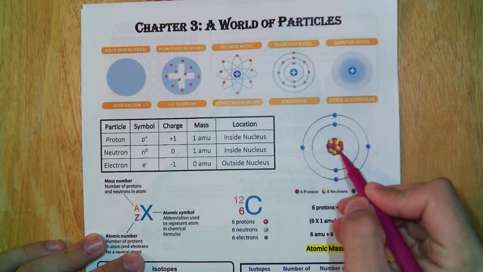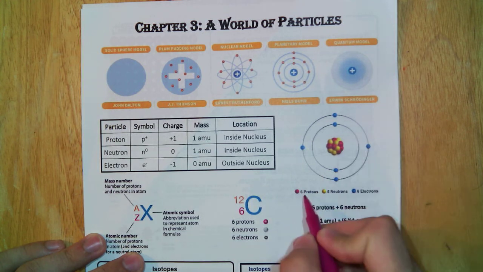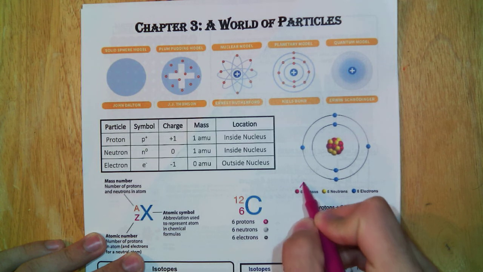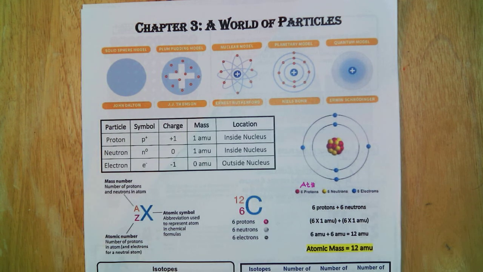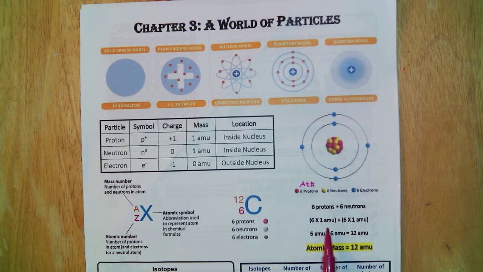If I count the number of protons and neutrons here, there's 6 protons. That's identifying the atomic number, which I could look on the periodic table, and that tells me that it's carbon. 6 neutrons tells me that the atomic mass is 12 AMU, because each proton has a mass of 1 AMU. Each neutron has a mass of 1 AMU. So 6 AMU plus 6 AMU gets me 12 AMU, and that's the atomic mass of that specific individual atom. The electrons have no mass, so we don't worry about them.